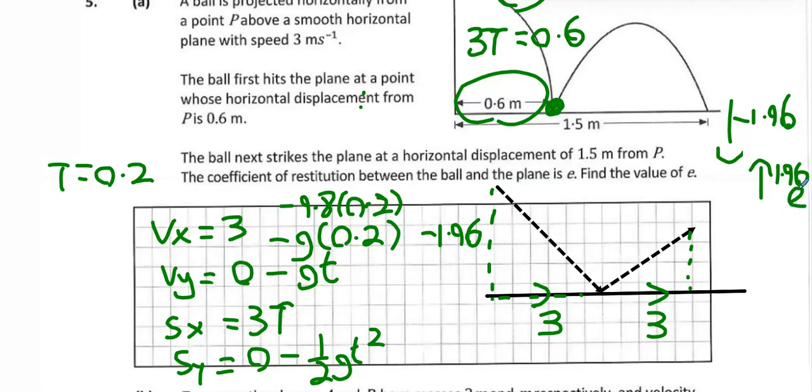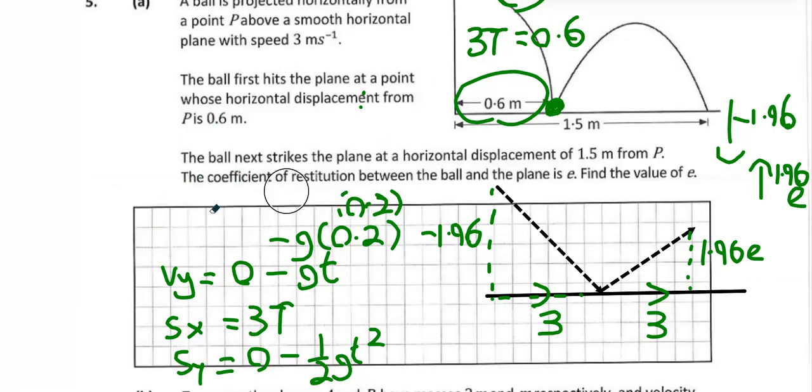And you just attach the E value at the end. So 1.96 E, because it hits the ground and rebounds back upwards again. If the E value is a half, you lose half your speed in that direction. Everybody cool with that?